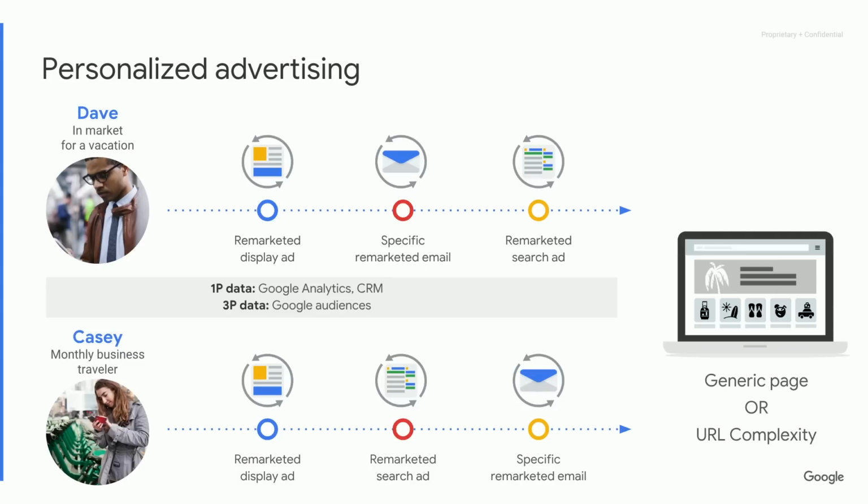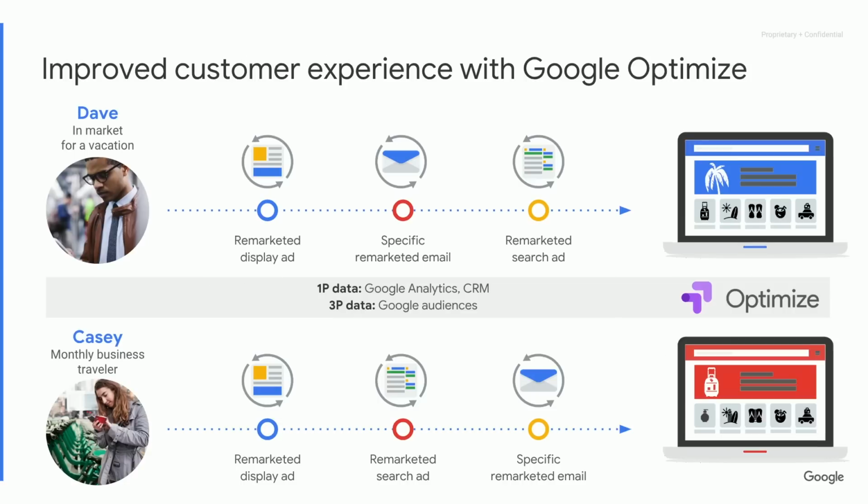But then, when these very personalized ads come through and they click to get to our landing pages, we're often serving them with this generic page or some kind of a landing page experience that doesn't necessarily meet both cases. In this case, it looks like the landing page that both Dave and Casey are landing on is actually targeted more for Dave than for Casey. And this is where Google Optimize comes in. We can really improve our customer experience by making sure that we're landing these users on a personalized experience when they get to our site.